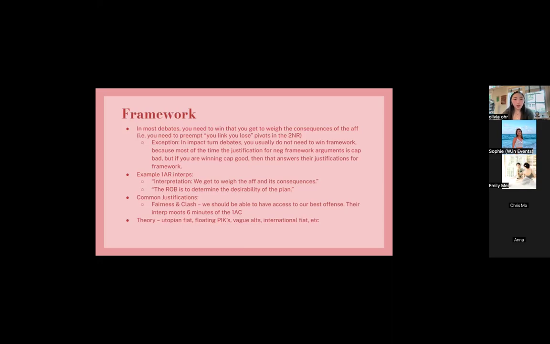Common justifications for framework in the 1AR are usually fairness and clash. You should argue that you should have access to your best offense. Their interpretation, especially if it's you link, you lose, moots 6 minutes of the 1AC. Functionally, everything you've debated up to this point just goes away. You can also say that debate becomes really difficult and unlimited if the AF is forced to defend things that are not the causal and unique consequences of the AF.